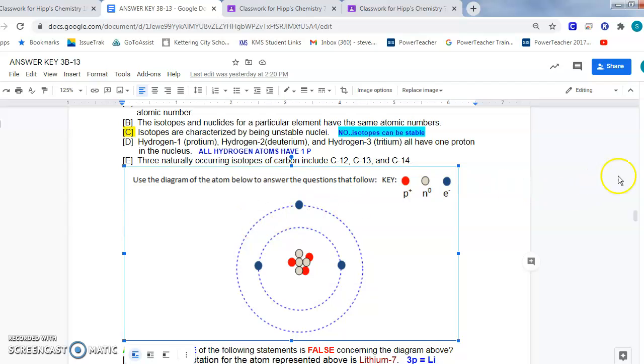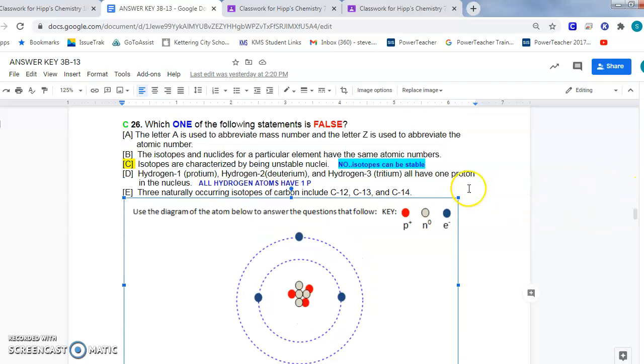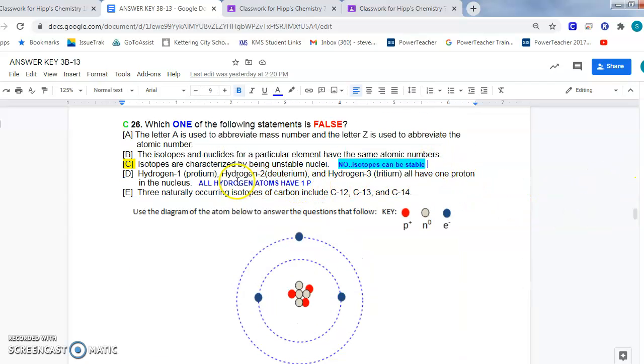Letter C. Letter C is a very good question. Answer C is a very important thing. Isotopes are characterized by being unstable nuclei, meaning a nucleus that would fall apart easily because it doesn't have the right ratios of protons and neutrons. Well, it is true that some isotopes are unstable. In other words, some isotopes are radioactive.